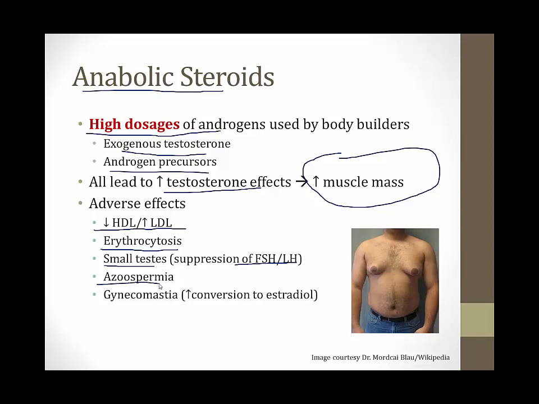And then finally, men who take anabolic steroids can develop gynecomastia. This is because the testosterone is converted to estradiol by aromatase, and this will lead to gynecomastia. This is a picture of a man with gynecomastia shown on the screen here.